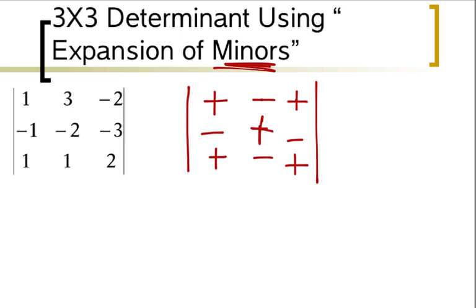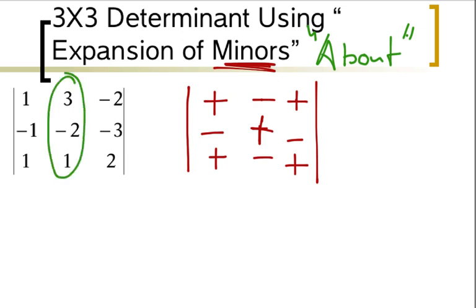So we do expansion of minors about a column. Whether it's the first column, the second column, or the third column, it doesn't matter, but about that column. So let's just take the middle column. So we'll do it about the middle column. And so what we do is we write the number for each one of these. So we've got 3, and then spread it out, we've got -2, and then 1.